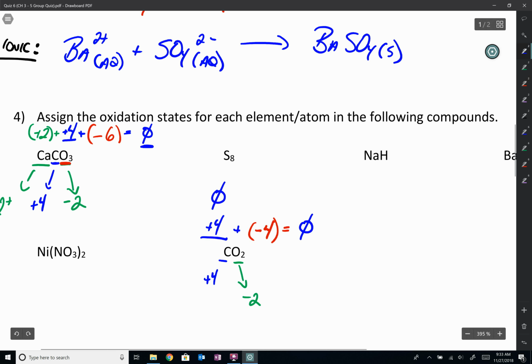So the carbon is +4. Just going to box that off there so it doesn't get confused with what's above it. Okay.